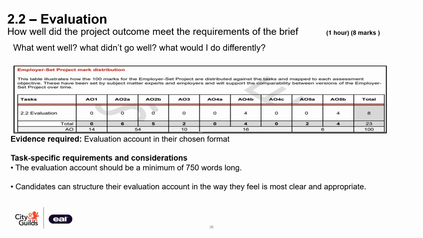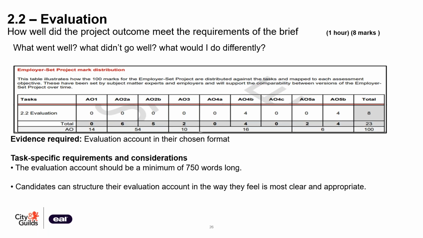So the evidence we require is an evaluation, and that evaluation has to be a minimum of 750 words long. They can really choose their own format for that evaluation should they wish, and they can structure it in a way that they feel is most clear and appropriate, because it's certainly not about right and wrong. It's about how they want to present that, and providing they meet those assessment objectives, that's what the markers will be looking for.